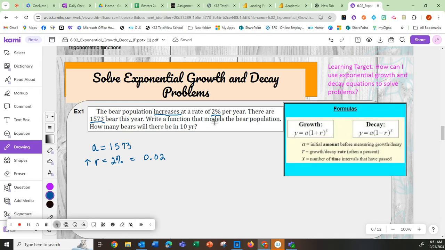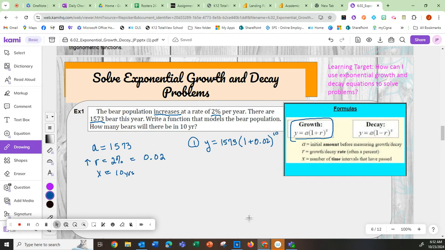It says write a function that models the bear population. How many bears will there be in 10 years? So we know we're going to use growth because the problem says increases. So we don't know, oh yeah, we do know X. X is going to be 10 years. So we're going to start by just writing our equation. So Y equals the initial number of bears, 1,573, and then it's going to be 1 plus 0.02 to the X, the number of years.